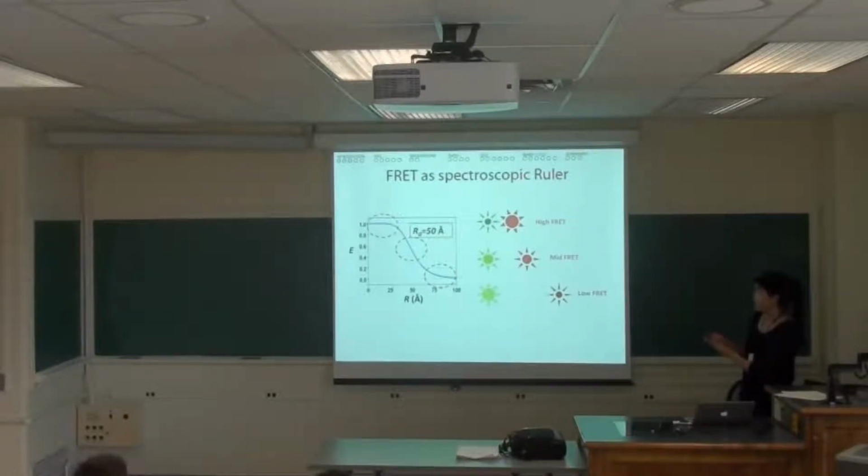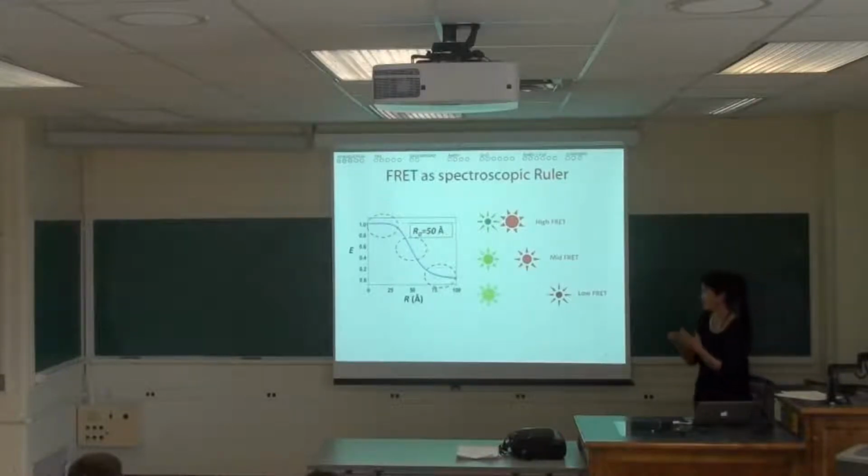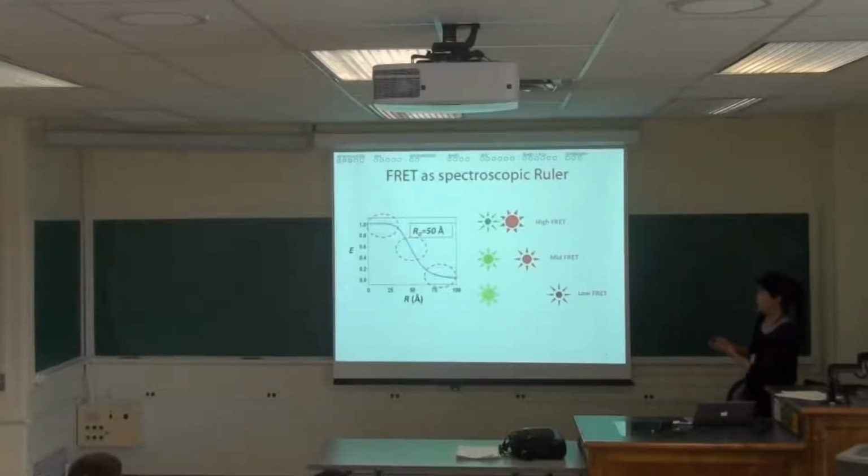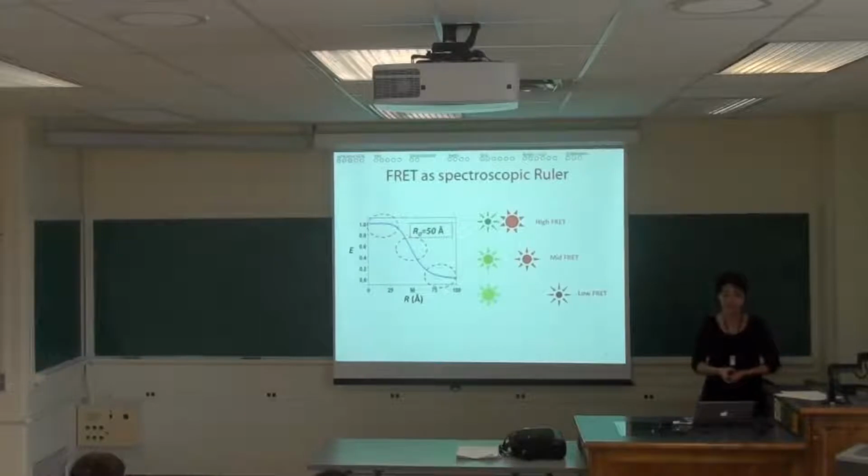For example, if you want to monitor a distance change between 10 and 20 angstroms, we cannot do it. But this is the FRET-sensitive range, roughly about 25 to 75 angstrom distance, or 2.5 to 7.5 nanometer, which makes it an ideal tool for probing biomolecular interactions.